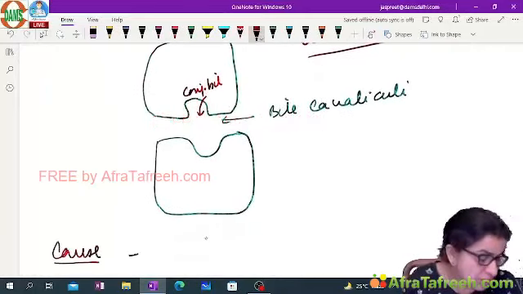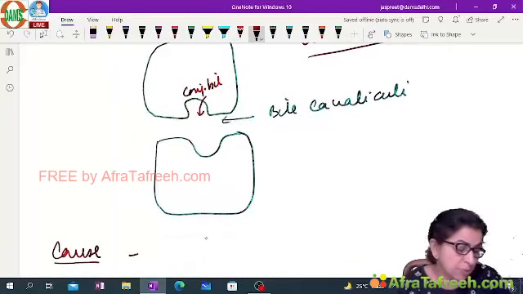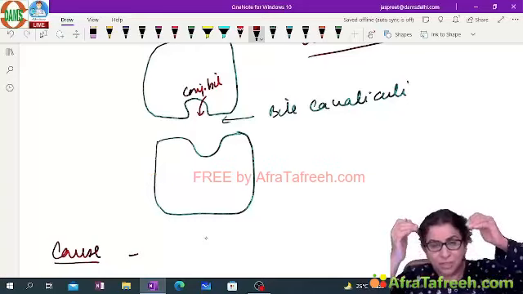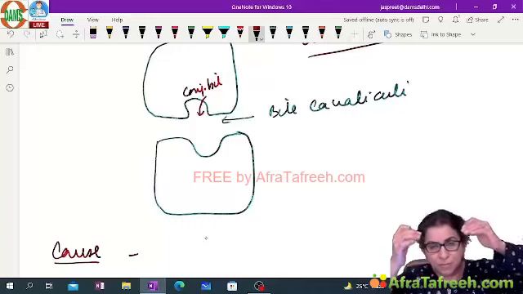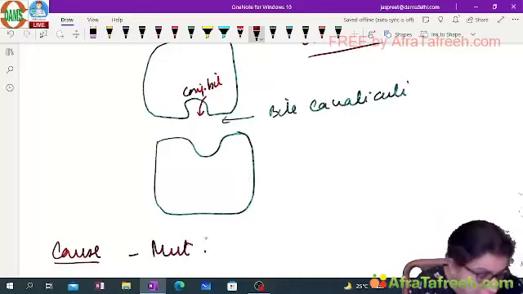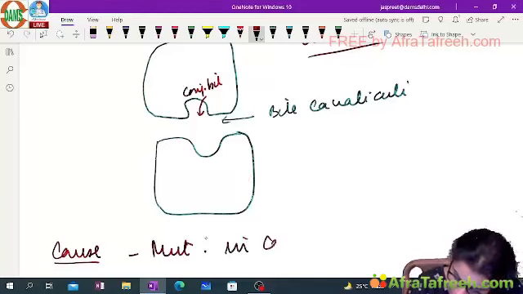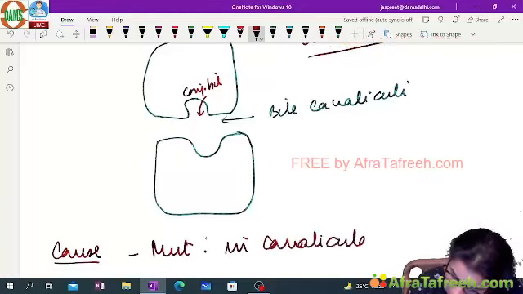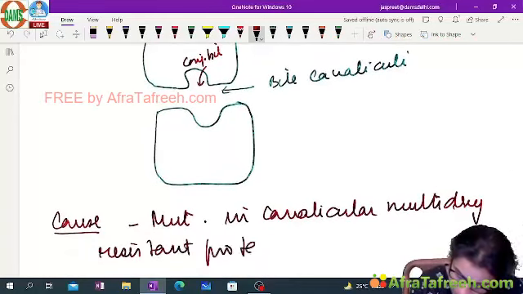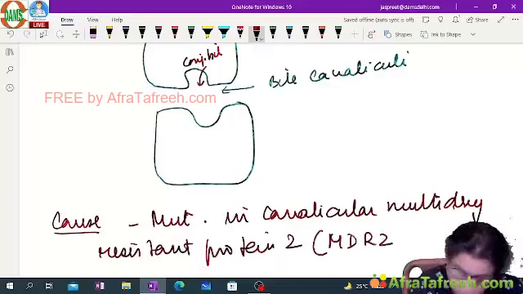The cause is a mutation in a protein which is found on the bile canalicular membrane and helps in excretion of this conjugated bilirubin. So there is a mutation in canalicular multi-drug resistant protein 2, that is multi-drug resistant protein MDR2.